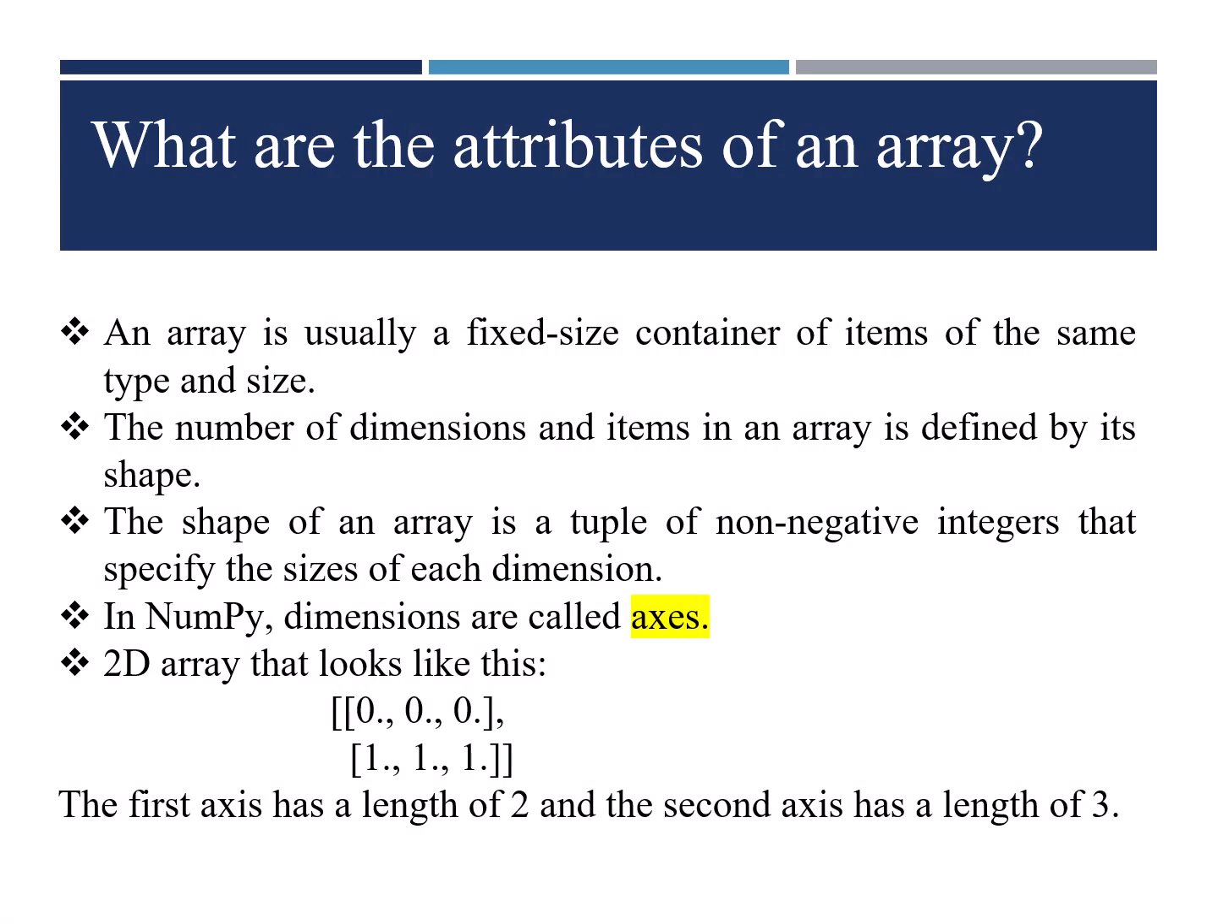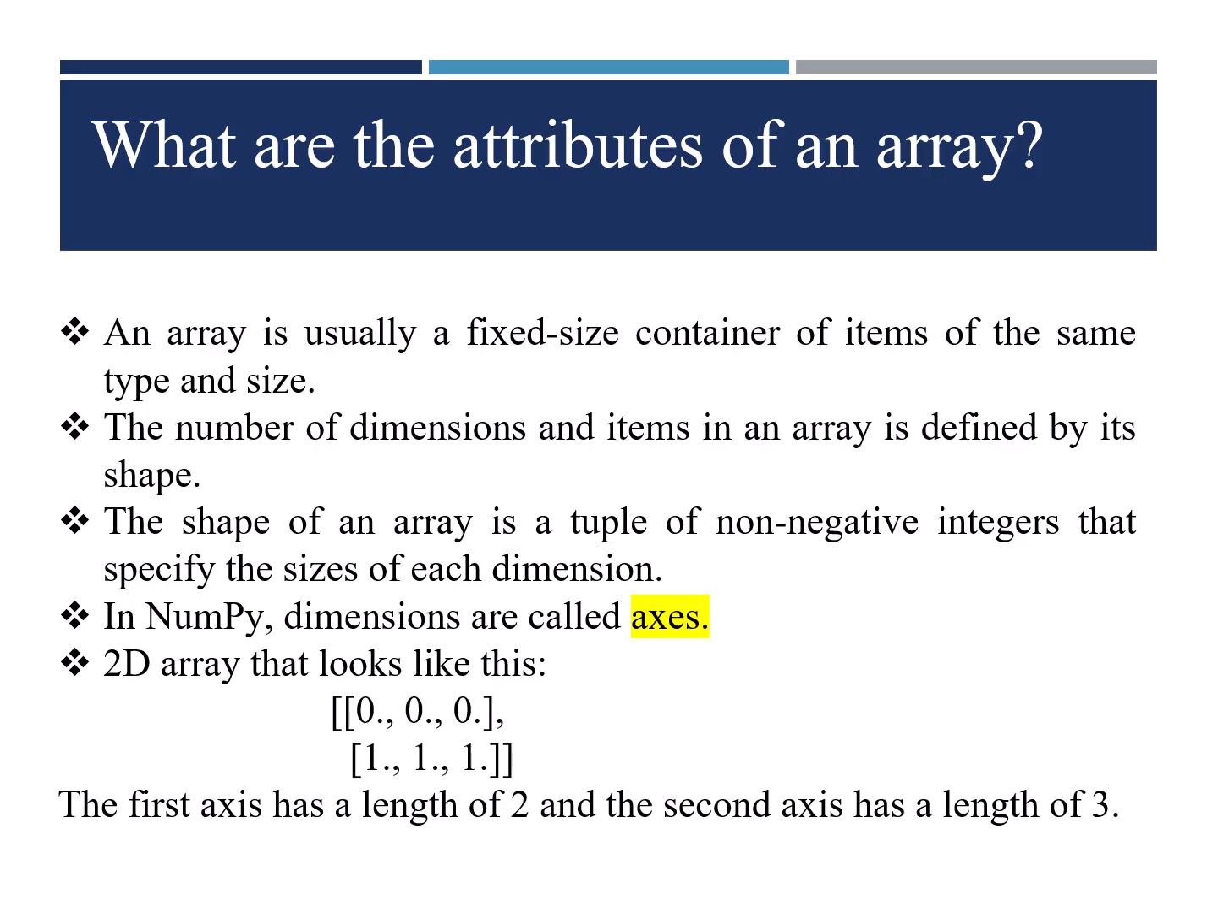So, the different attributes of an array. An array is usually a fixed container of items of the same type and size. The number of dimensions and items in an array is defined by its shape. The shape of an array is a tuple of non-negative integers that specifies the size of each dimension.